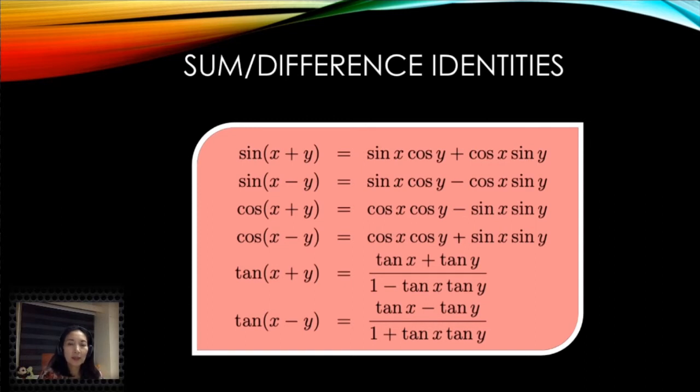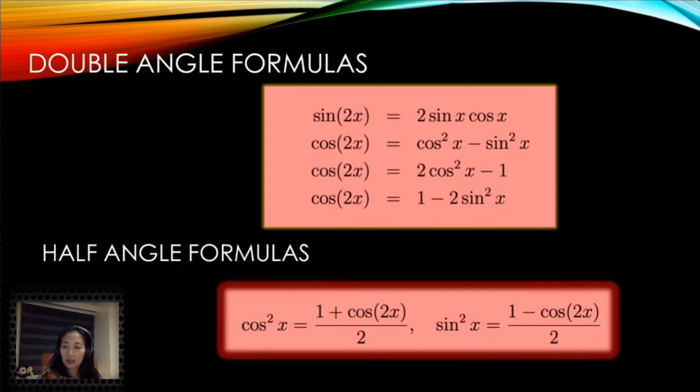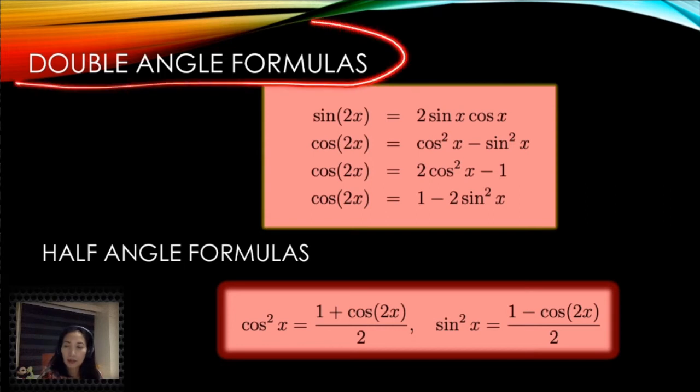For tangent of x plus y, it's equal to tangent x plus tangent y all over 1 minus tangent x tangent y. For tangent of x minus y, we have tangent x minus tangent y all over 1 plus tangent x tangent y. So these are your sum and difference identities. Next, we have the double angle formulas.